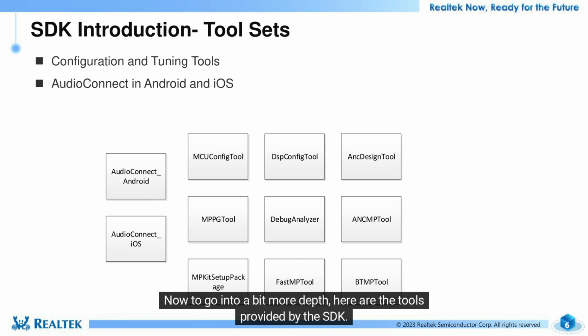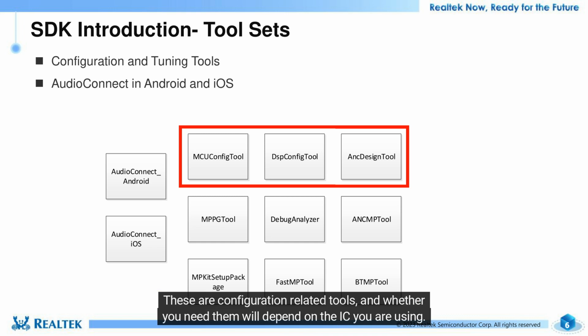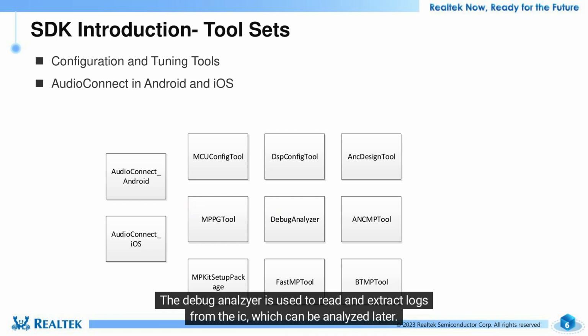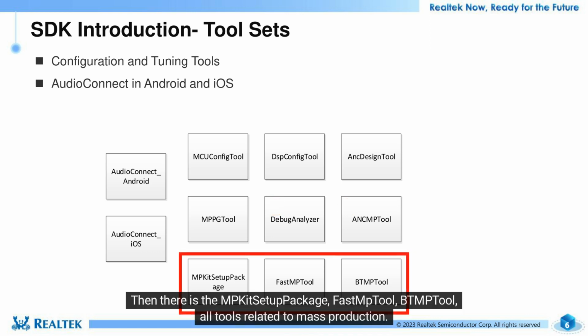Now to go into a bit more depth, here are the tools provided by the SDK. First, we have the MCU config tool, the DSP config tool, and the ANC design tool. These are configuration-related tools, and whether you need them will depend on the IC you are using. Next, we have the MPPG tool, which is used for downloading the image onto the IC. The debug analyzer is used to read and extract logs from the IC, which can be analyzed later. The ANC-MP tool is used for adjustments. Then there is the MPKit setup package, FastMP tool, and BTMP tool, all tools related to mass production.